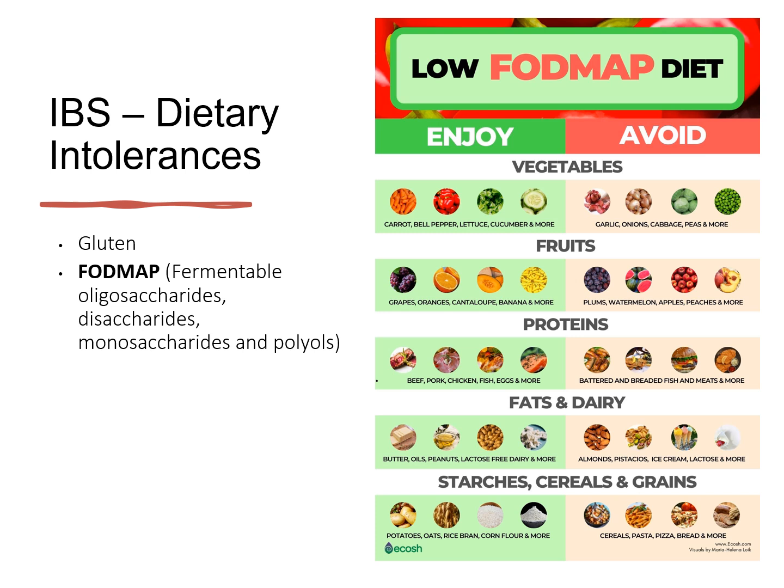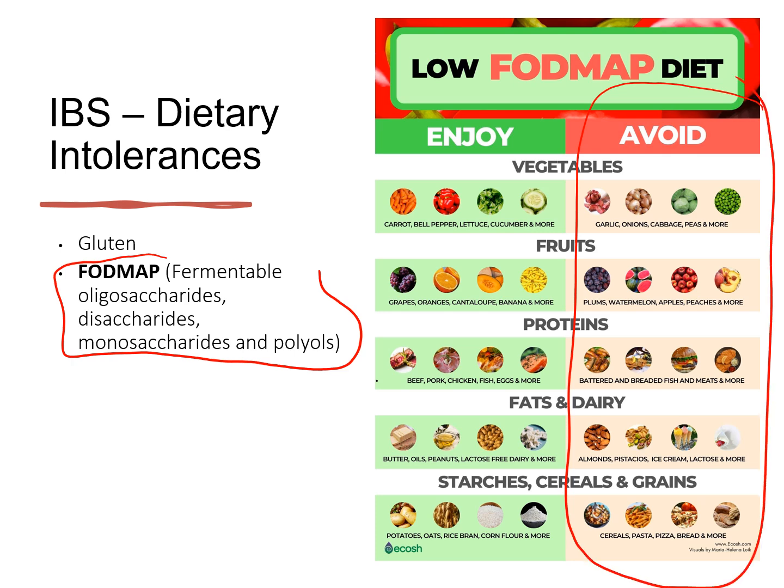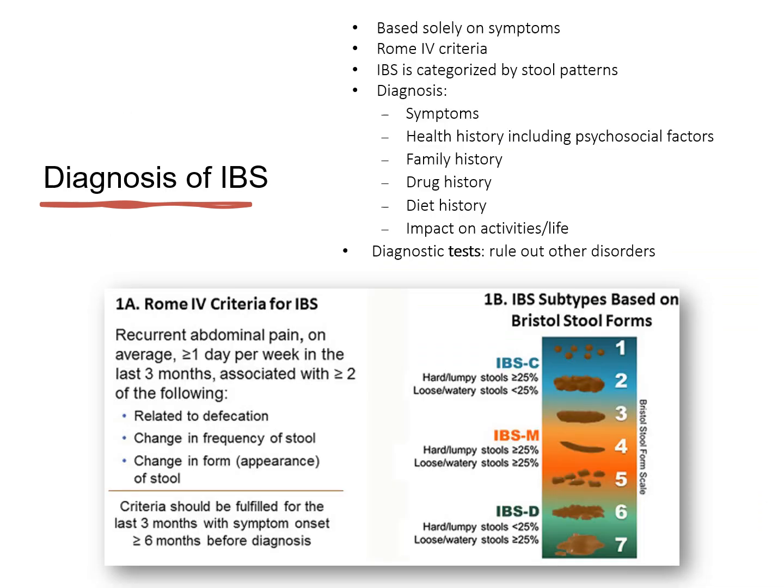So some of those dietary intolerances include gluten, okay, and FODMAP. FODMAP refers to fermentable oligosaccharides, disaccharides, monosaccharides, and polyols. So this chart here shows you what you should avoid and what is okay to eat regarding the FODMAP diet.